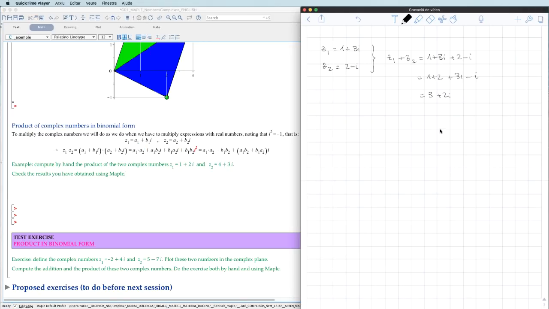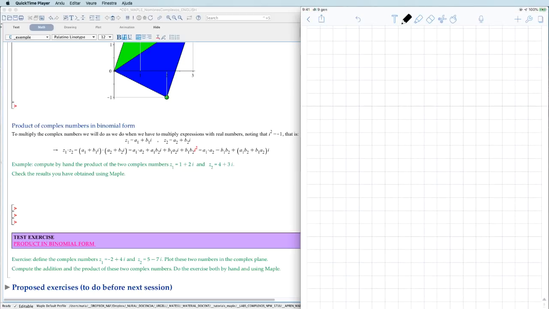So let's see if we know how to do this in an exercise. We have z1 equal to 1 plus 2i, z2 equal to 4 plus 3i. So let's do the product. z1 z2 is going to be 1 plus 2i times 4 plus 3i. This is going to be 1 times 4 plus 1 times 3i plus 2i times 4 plus 2i times 3i. So we get 4 plus 3i plus 8i plus 6i squared. This is the important thing. Now i squared is minus 1 because i is the imaginary unit, so we get 4 minus 6 plus 11i, which is minus 2 plus 11i.